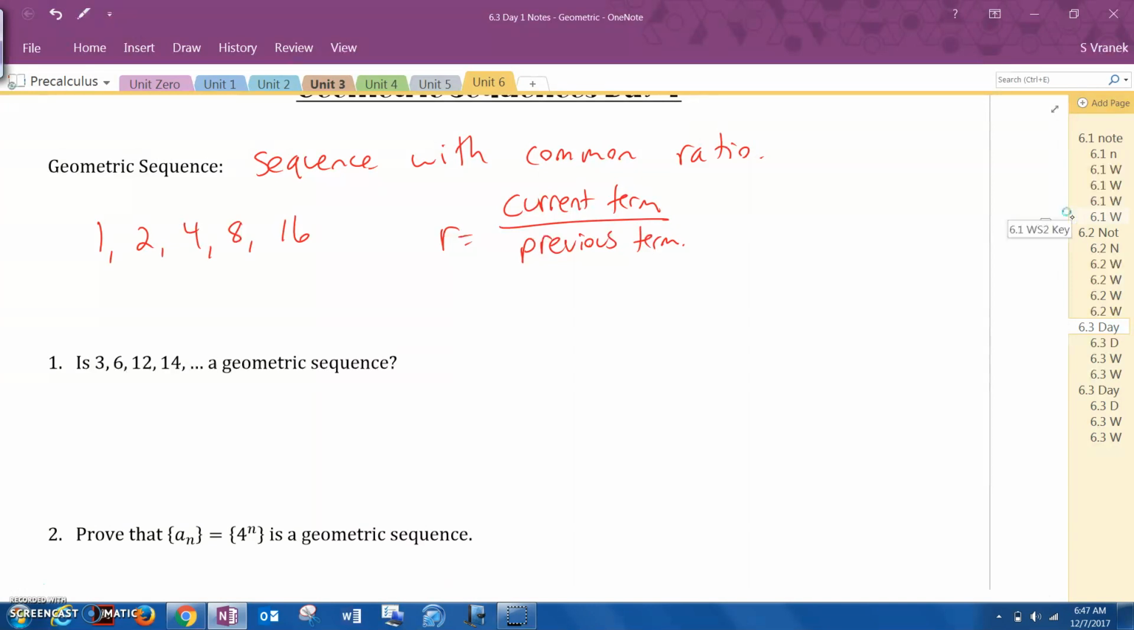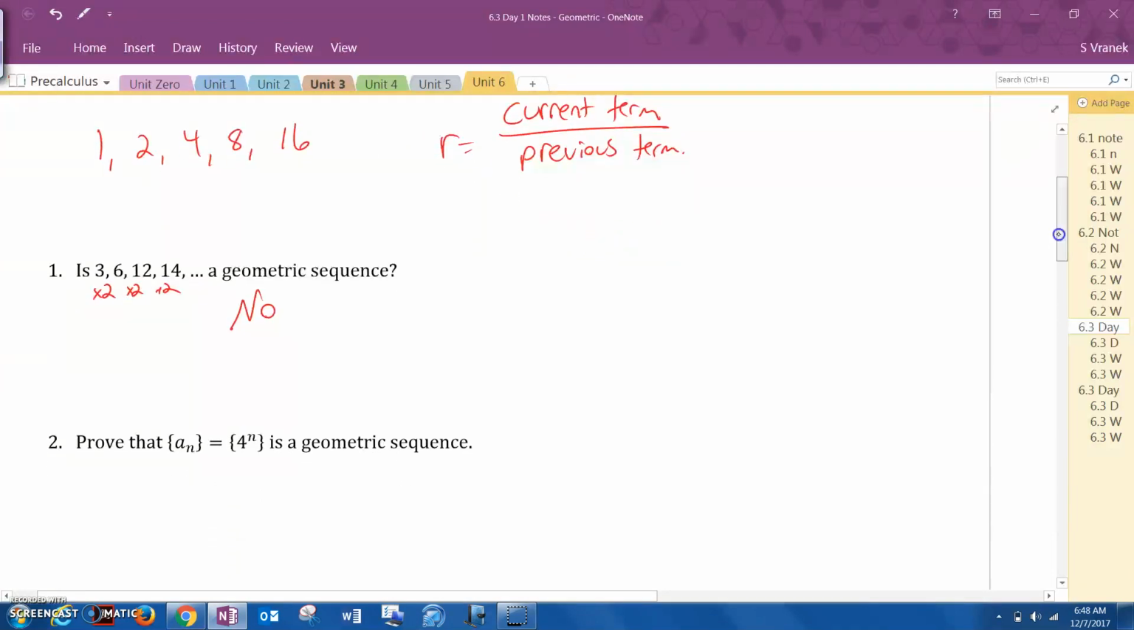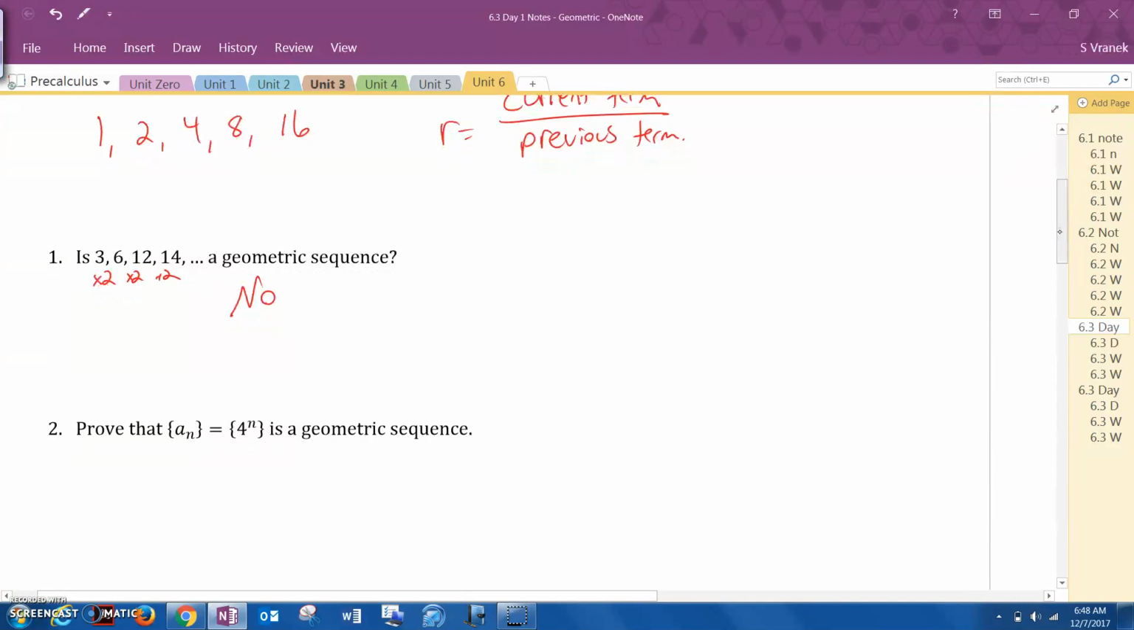Is 3, 6, 12, 14 a geometric sequence? Well, if you pause the screen, you can think about it, or if you just look at it, it's multiplied by 2, and then it goes up by 2, adding, which is not. So no. You have to have it always be multiplying by something. So, because 12 to 14 is adding 2, it is not a geometric sequence.